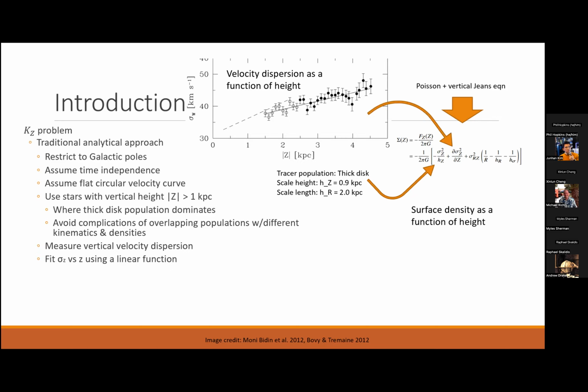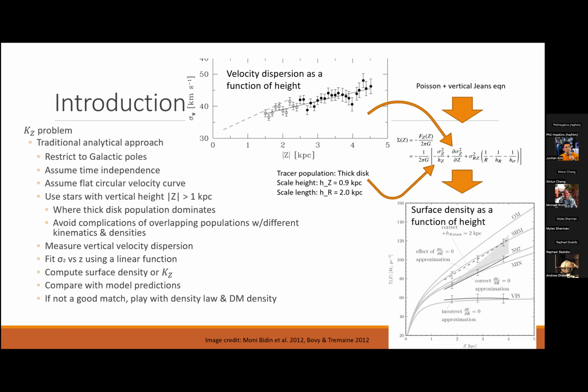And then they do the measurement. They calculate vertical velocity dispersion and look at how it behaves with the vertical height. Well, they usually use a linear function because, as you can see here, there's a global trend of increase. And the linear function is the most simplistic function that could also capture this trend.